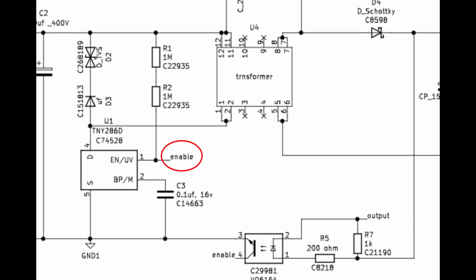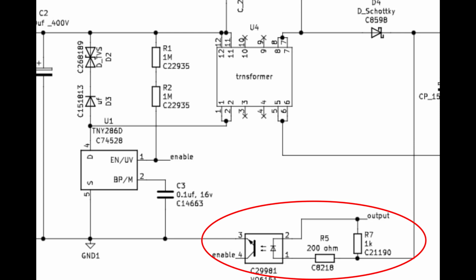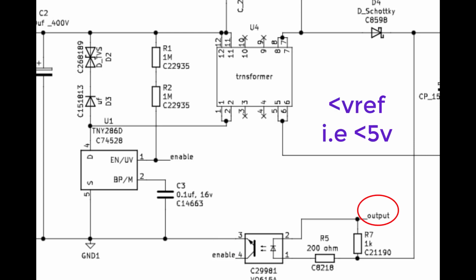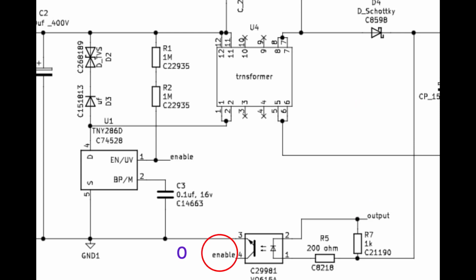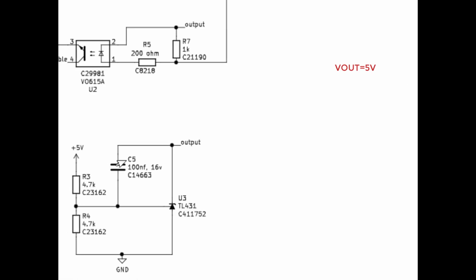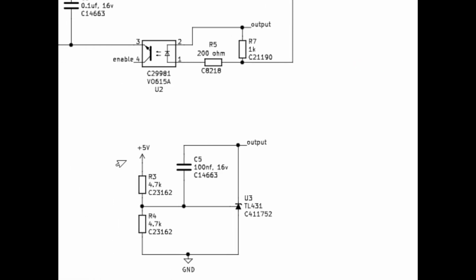The enable pin signal is generated on the secondary side by comparing the output voltage with the reference voltage. The enable pin signal is high when the output voltage is less than the reference voltage. Once the output voltage crosses the reference voltage, the enable pin is pulled down, which finally stops the switching action. Our main task is to monitor the output voltage and stop the switching once the reference voltage is reached, that is 5 volt in our case.